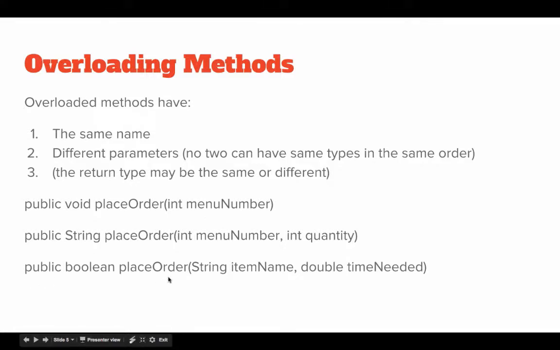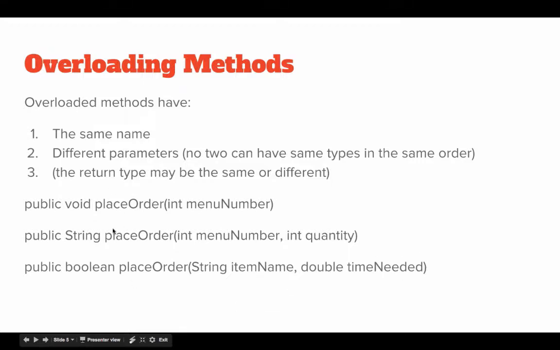Finally, maybe we have a place order that returns a Boolean. We pass in the item we want to order. We pass in the time needed. And maybe what this returns is true or false, whether the dish can be prepared in the amount of time requested.